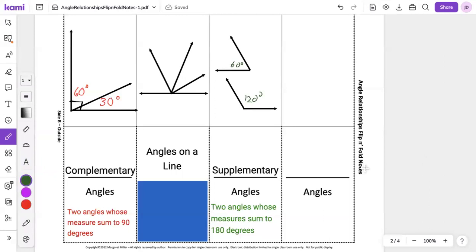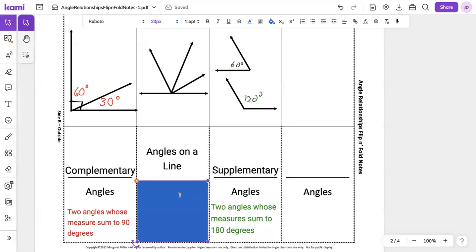The way I remember complementary versus supplementary is that they go in alphabetical order. C comes before S in the alphabet, and 90 degrees is less than 180 degrees. That's how that sticks in my mind. So complementary, 90 degrees, supplementary, 180 degrees.